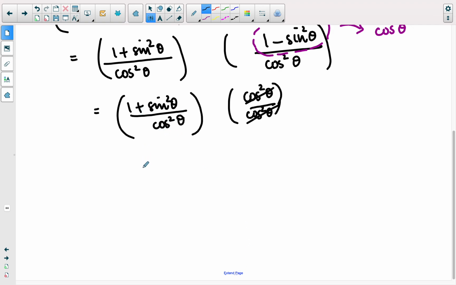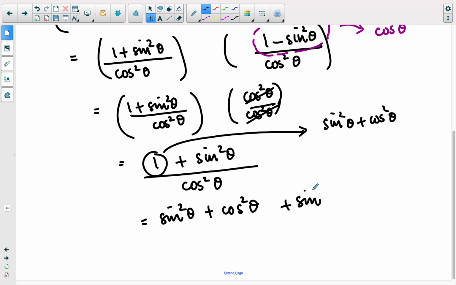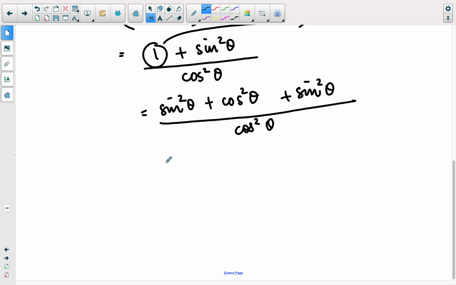And now I have to work my way with this to bring it to 1 plus 2 tan squared theta. So I'm going to take the numerator. So I have 1 plus sine squared theta divided by cos squared theta. I'm going to rewrite 1 as sine squared theta plus cos squared theta, because I know that is true, right? If you add these two, they add up to 1. So sine squared theta plus cos squared theta is what I'm rewriting 1 as, plus sine squared theta divided by cos squared theta.